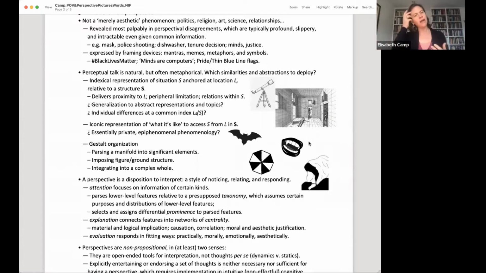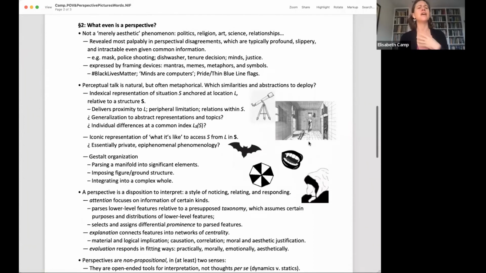I've tried to give you a wide illustration, but in all these cases, I hope you could imagine what feels like a perspectival disagreement about the particular situation. I also want to say that often we see these perspectives and perspectival disagreements at work in the deployment of distinct framing devices.